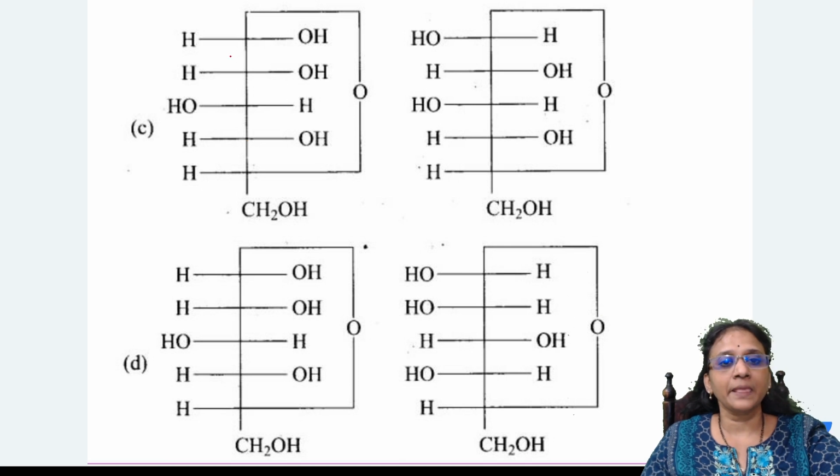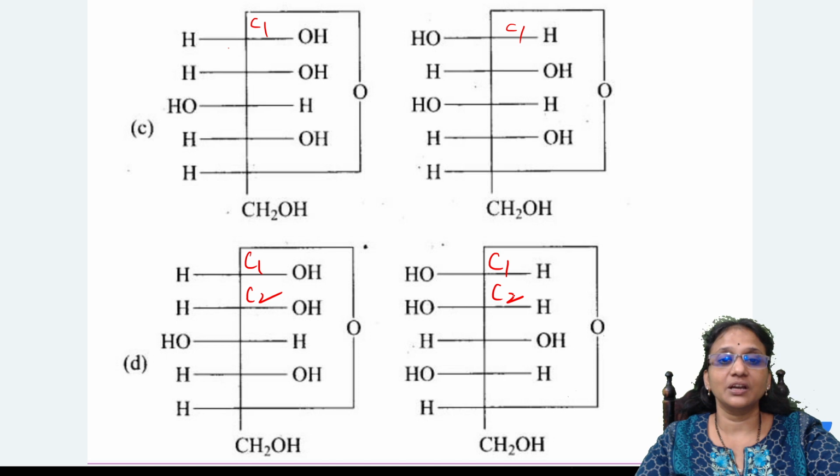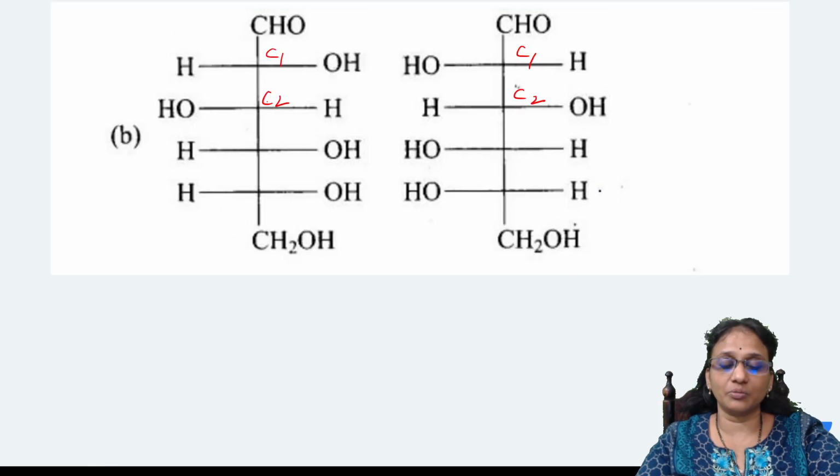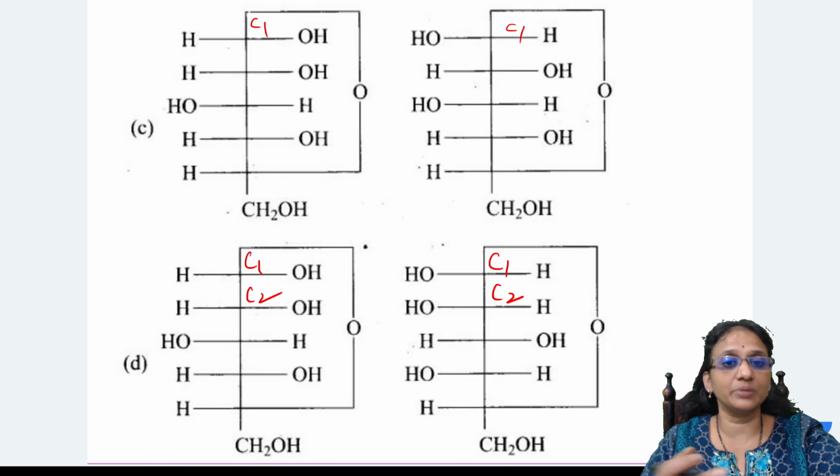Let's see the third one. Here in this case, what are you seeing? C1 is changing and it is forming a cyclic structure. Okay, then let us see this. In this case, also C1 is changing, it is also forming cyclic. C2 also is changing, which is forming cyclic. Now, which is the anomeric form? Okay, they're asking me which is the anomeric form.